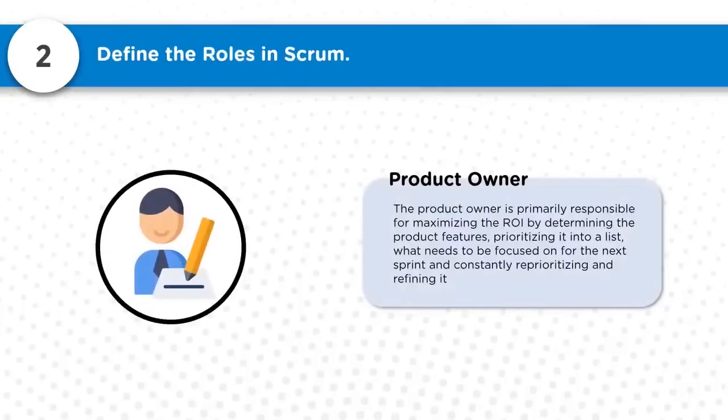Define the roles in Scrum. What are the typical roles we come across in Scrum? One of the roles is the Product Owner. The Product Owner is primarily responsible for maximizing the ROI by determining the product features, prioritizing them into a list, deciding what needs to be focused on for the next sprint, and constantly reprioritizing and refining it.